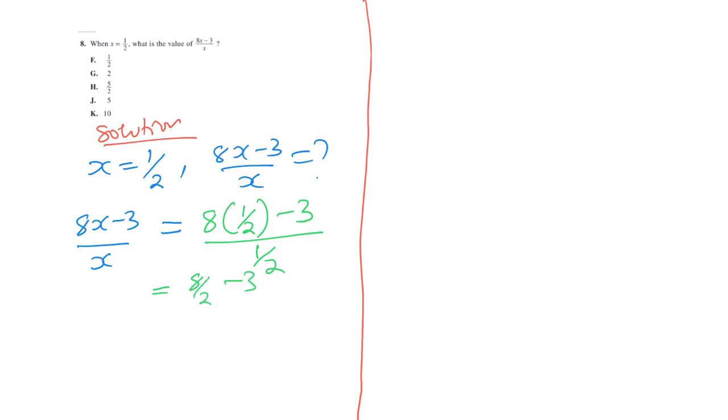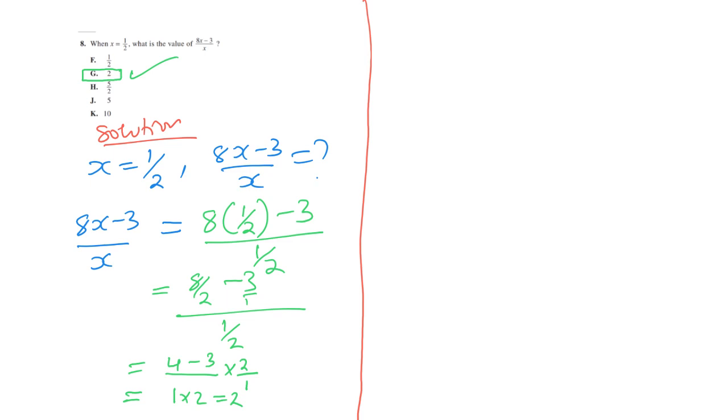You should not bother yourself finding the LCM, because 2 divides 8. What do you get? This is 4 minus 3 over a half, or you can multiply by 2 over 1. When you are dividing by a fraction, you multiply by the reciprocal of the denominator. So this is going to be 1 times 2, which is equal to 2. So the right answer is 2, and it is here, G. That's the right answer. Okay, you are done. There is no question about that.